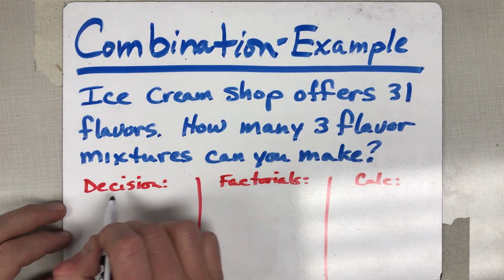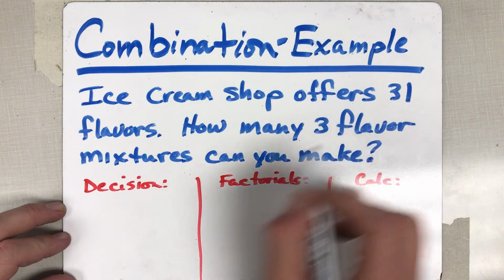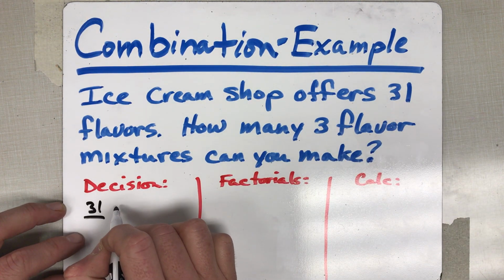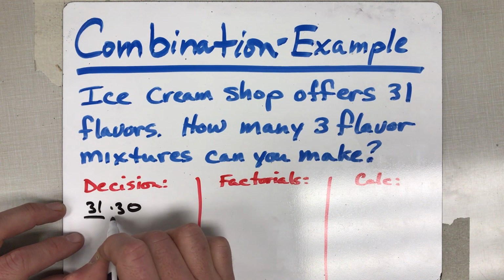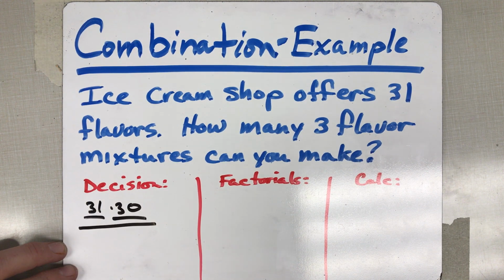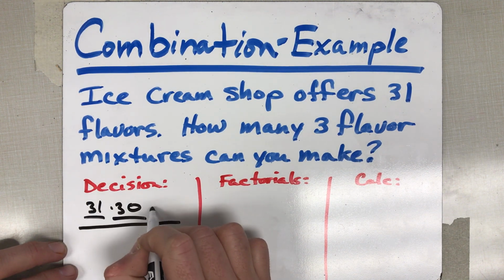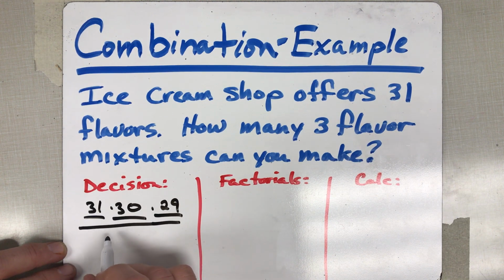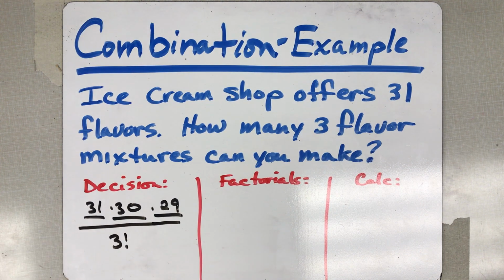So if I wanted to do this with a decision chart, I would say, well, I have how many flavors to choose from? I got 31 for the first one. I've got 30 left for the second choice, if I'm going to solve this with a decision chart. And then the third flavor would then have 29 choices. And then if I take that and divide by the number of blanks factorial that I have, which is 3 factorial, this will give you the answer.